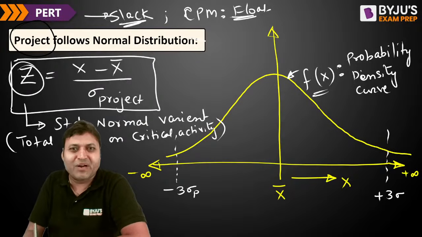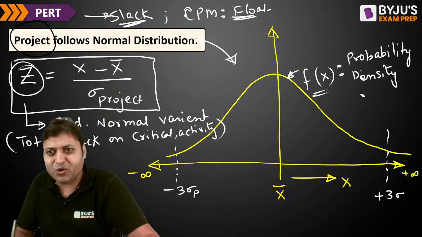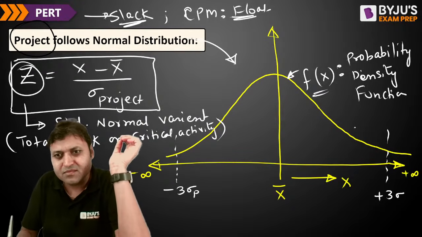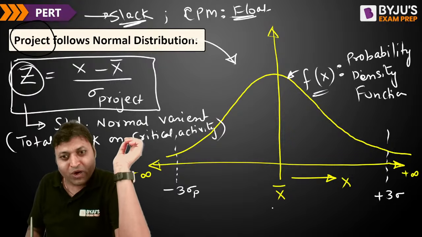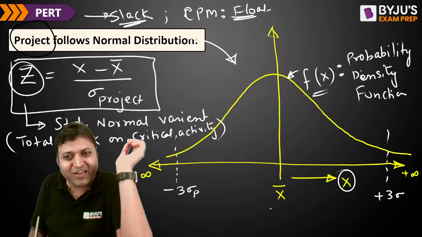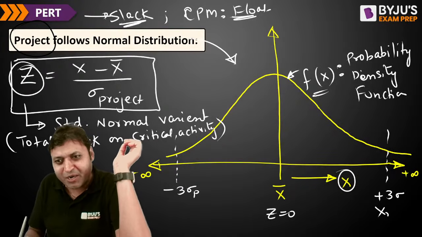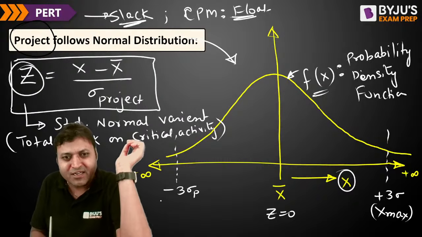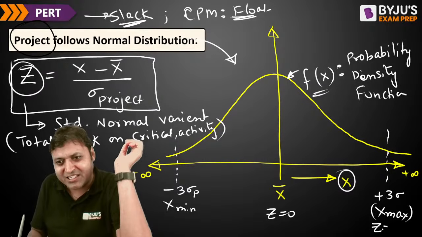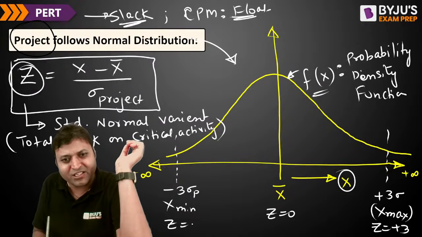This is how the normal distribution looks. It is the probability density function. If the value of x is equal to x bar, we can say z is equal to 0. This is z is equal to 0. This point represents the maximum value of x. This point represents the minimum value of x. Or we can say z is equal to plus 3 here, or z is equal to minus 3.